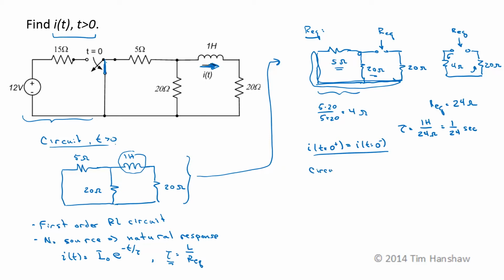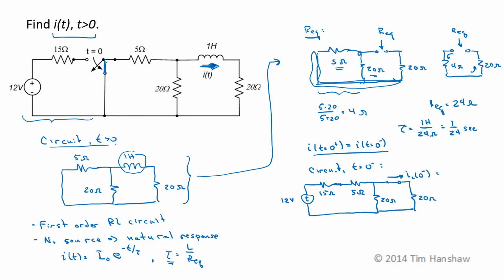So let's take a look at the circuit for t equals 0 minus, just before the switch moves. I have a 12 volt source. I have a 15 ohm resistor that's connected to this 5 ohm resistor. I have a 20 ohm resistor. Now if I assume that this switch has been in this position for a long time, the inductor will look like a short circuit. And this current here is i at 0 minus. So these two 20 ohm resistors have an equivalent resistance of 10 ohms.